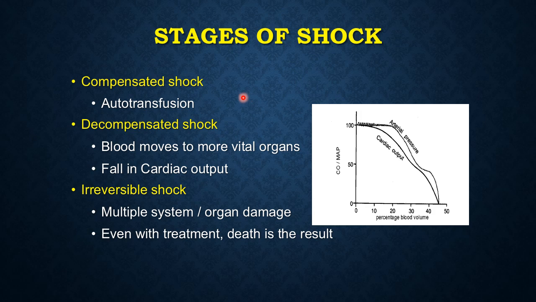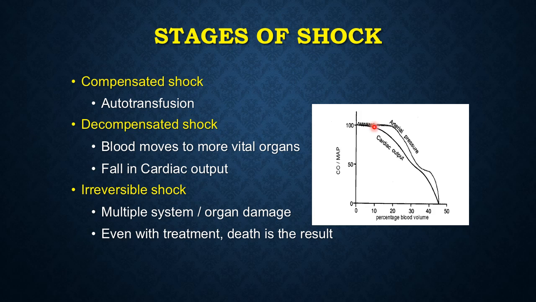As I said earlier, in the early stage up to here, the patient is compensating for the blood loss. Although 10% of the blood has been lost, the patient is compensating by reshifting the fluid from the extracellular compartment into the intravascular compartment. This is a type of auto transfusion, and that is why the patient is compensating and you don't get hypotension. So this 0 to 10% would be a compensated shock.